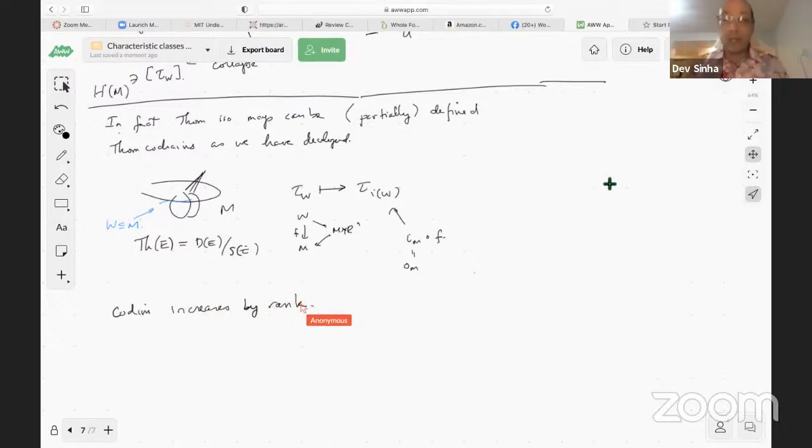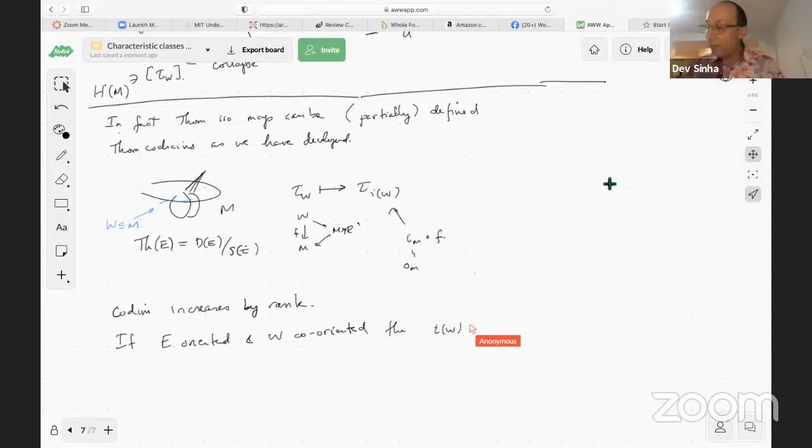And we now see that if E is oriented and W was originally co-oriented, then this I_W is co-oriented. So this gives an immediate way to see that it's helpful to have an oriented bundle in order for this to be an isomorphism over the integers.